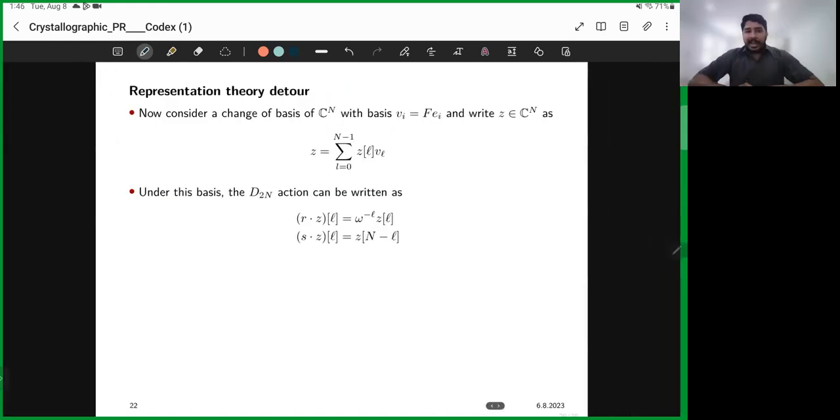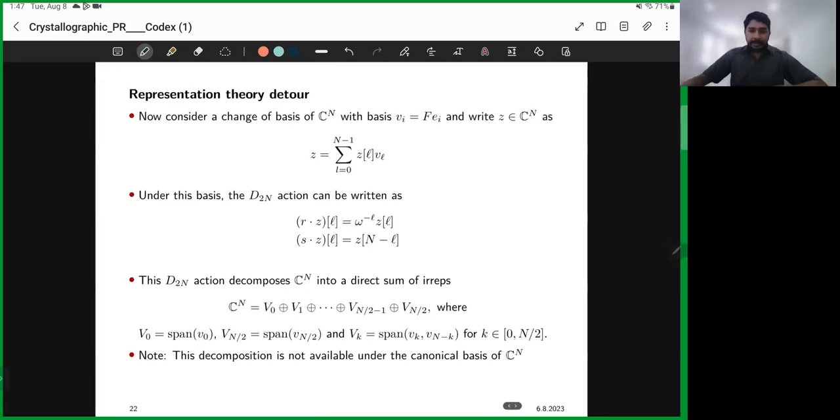Okay, great. Now I'm going to consider a change of basis for C^n, with my new basis being the Fourier basis. So I take my standard basis, chuck it with the DFT, and now I get my new basis, and I write z in C^n in terms of my Fourier basis, right? So this is a representation of z in terms of the Fourier basis, and you can reinterpret the dihedral action in terms of the Fourier basis as follows. The rotation acts by multiplication by omega to the negative l, and reflection acts the same as before. It just reflects the vector across the middle.